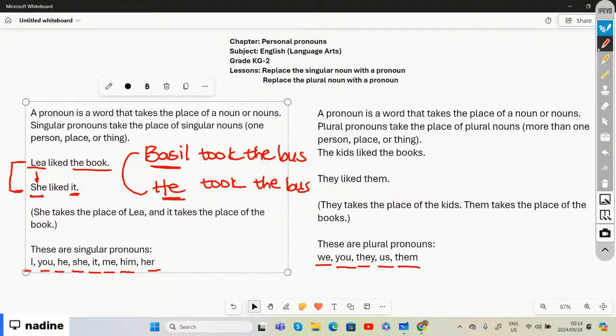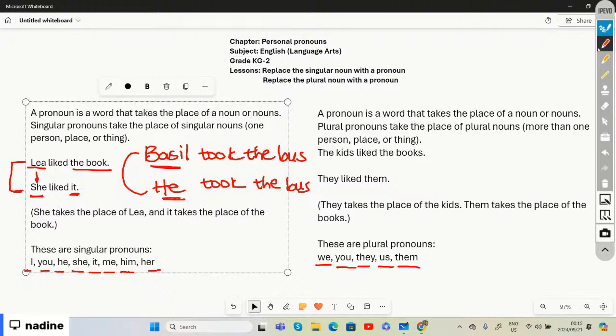That is correct. So instead of saying the person's name, you can use words like he to refer to a boy or a man, and she to refer to a girl or a woman, right? So if it is, let's say, the start of the sentence, we say he or she.